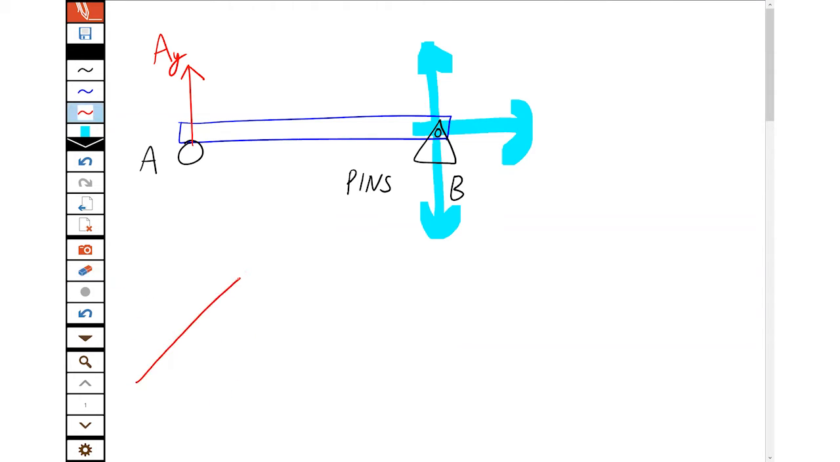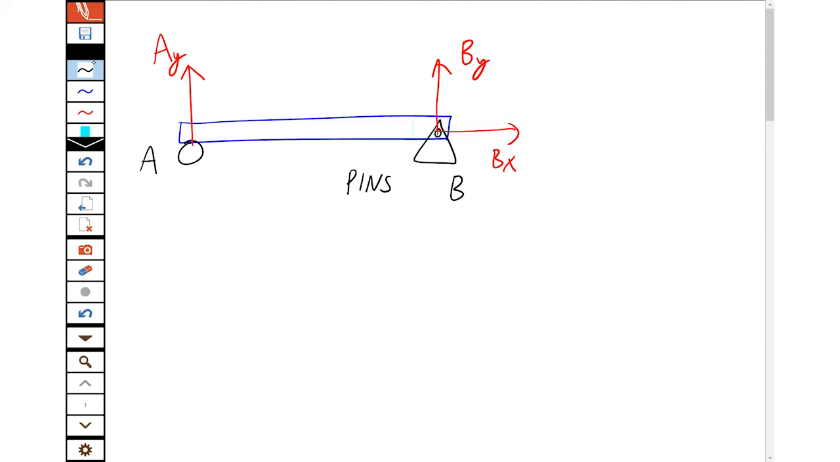How can we deal with a vector that could be in any direction? Well, we've already seen that. We just break it up into a horizontal component and a vertical component. So that's how we deal with these. For a pin or a hinge or anything like that, we say there are two components to the reaction. It's got a horizontal reaction and a vertical reaction.